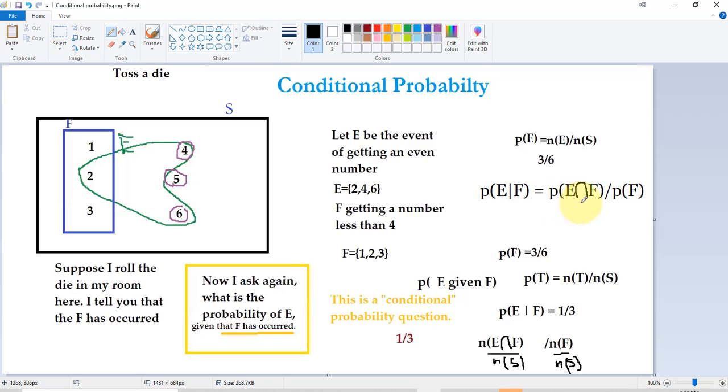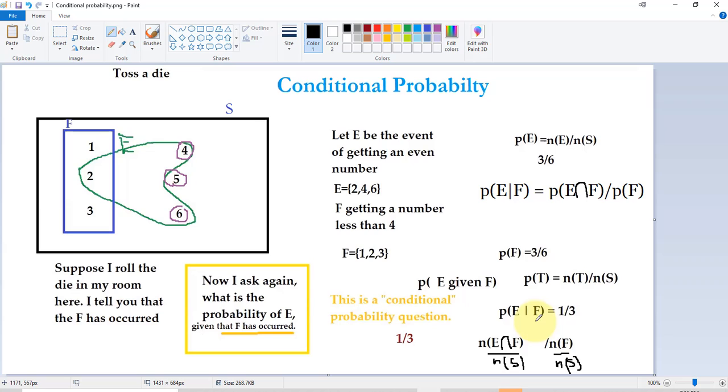Now, where did this come from? Well, what is the probability of E intersect F? It's the same idea. If the probability of E is equal to N of E over N of S, then the probability of this thing is N of this thing divided by N of S. So what do you see here? You see N of that thing divided by N of S. So that's this.